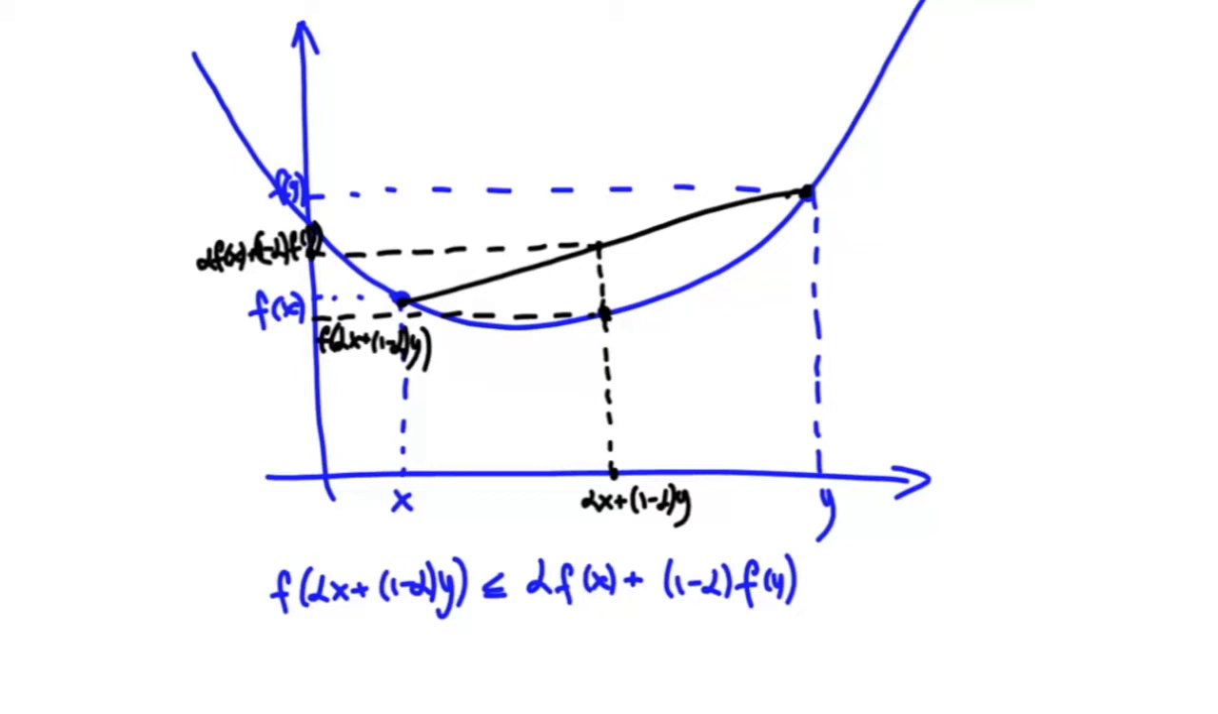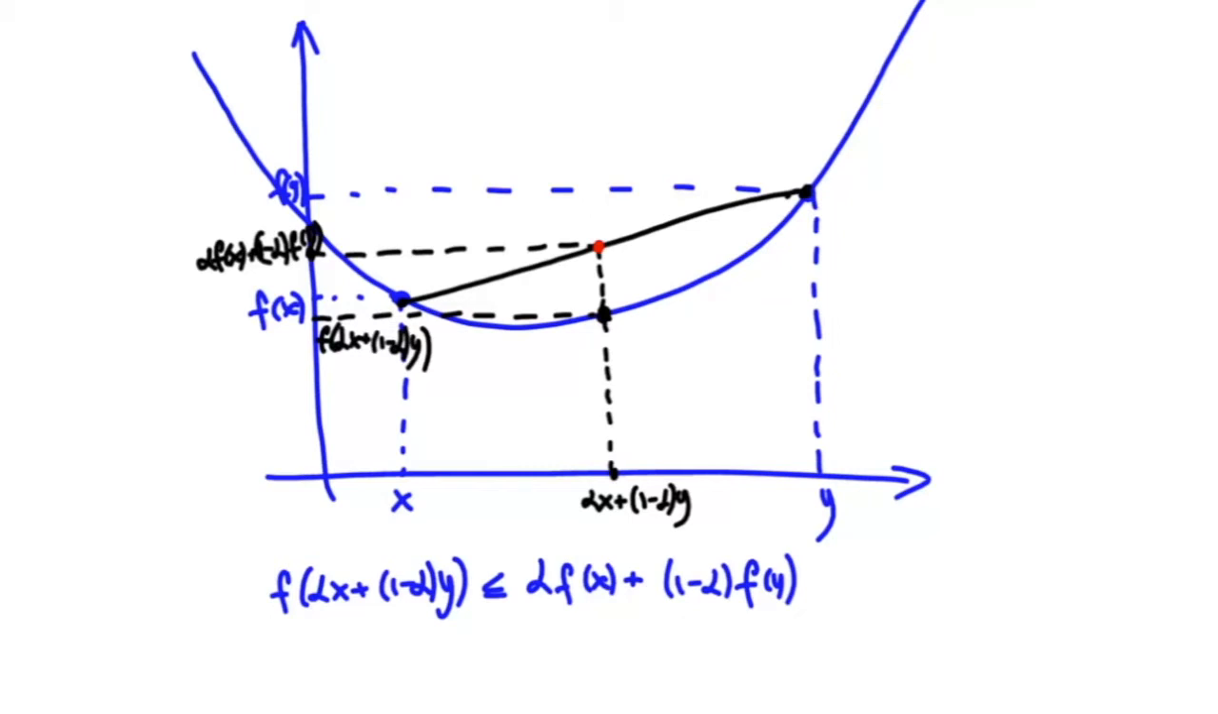Essentially what it tells us is that this point that corresponds to the value of the function f of alpha x plus 1 minus alpha y will be below the point that corresponds to the value for this linear function that connects x, f of x and y, f of y. So essentially, if I draw the line between any 2 points like this, then my line here will always be above the part of the function corresponding to this line segment. Okay, so this is what it means geometrically.